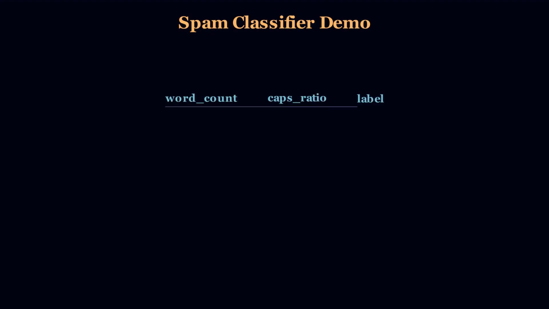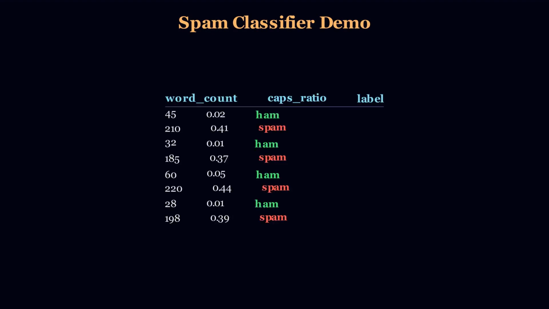Let's build something real. A spam classifier on 10 emails. 2 features per email. Word_count and caps_ratio. The fraction of words in all caps. Spam emails tend to be longer and scream at you in capitals. We fit logistic regression on 8 training emails, then test on 2 new ones. Watch what predict_proba returns, not just yes or no, but how confident the model is.